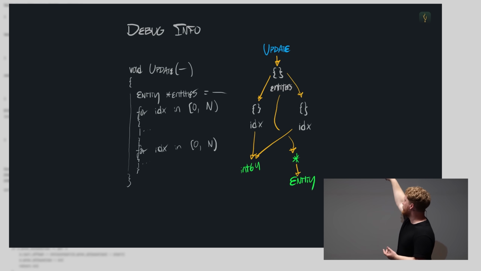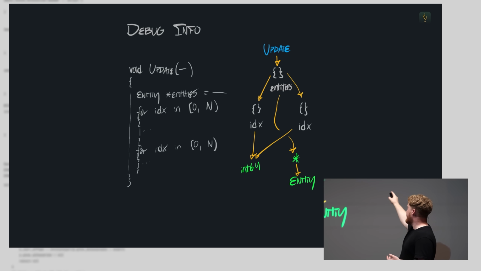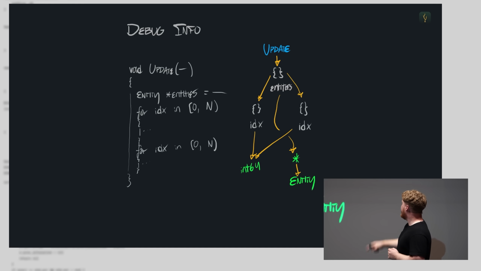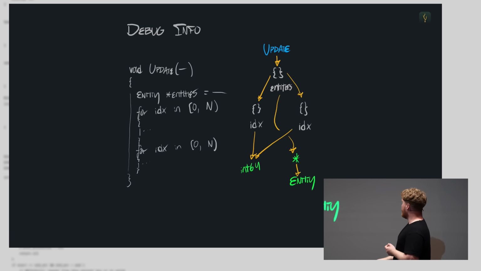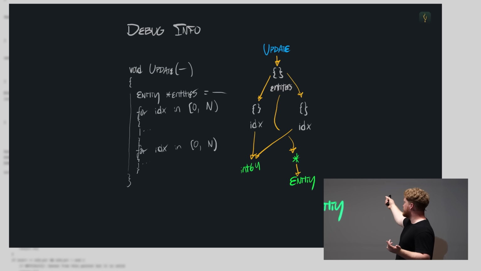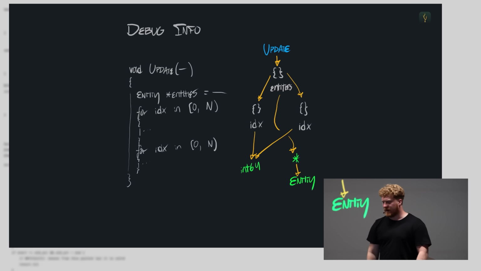So at the root scope, you've got the entities variable. At the two subscopes, you've got two different index variables. And each one of the variables points at their type info. So index maybe points to int64. Entities points to a pointer, which points to an entity type. That's how the type might show up.